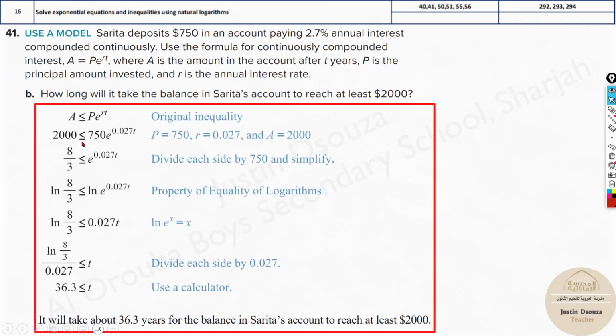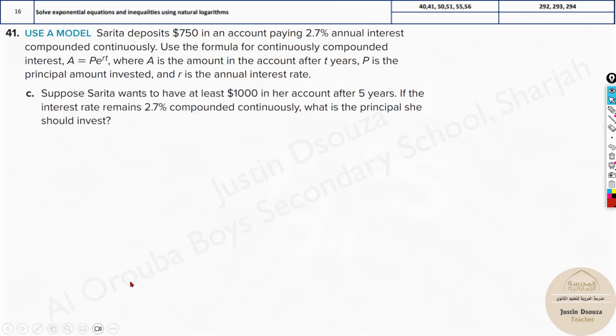Here for the next one, how long will it take for the balance to reach at least 2000? Same thing we had a while ago. We have to write 2000 less than or equal to 750 times the exponential and solve it up. Once you remove the coefficient of e, you should take ln on both the sides. It's called ln or len, natural logarithm, on both the sides, and then you'll get the answer.